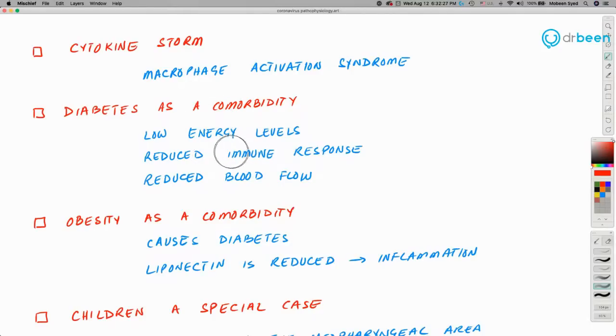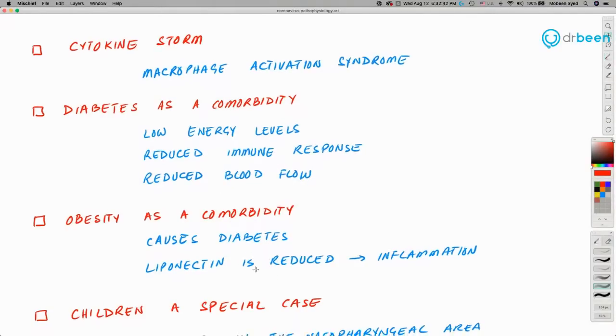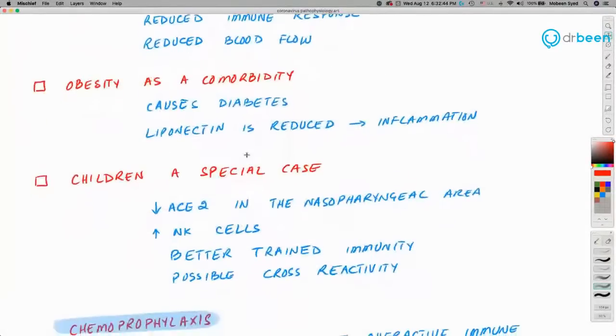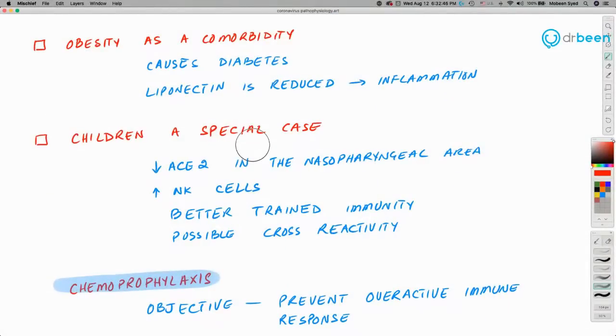So diabetes itself, low energy levels in general, reduced immune response because immune cells are not fully functional because of low energy, and then reduced blood flow to various tissues, which in the presence of COVID will become even worse. Then obesity as a comorbidity. So a person who is obese, they have a few things that are going wrong, especially in the case of COVID-19.